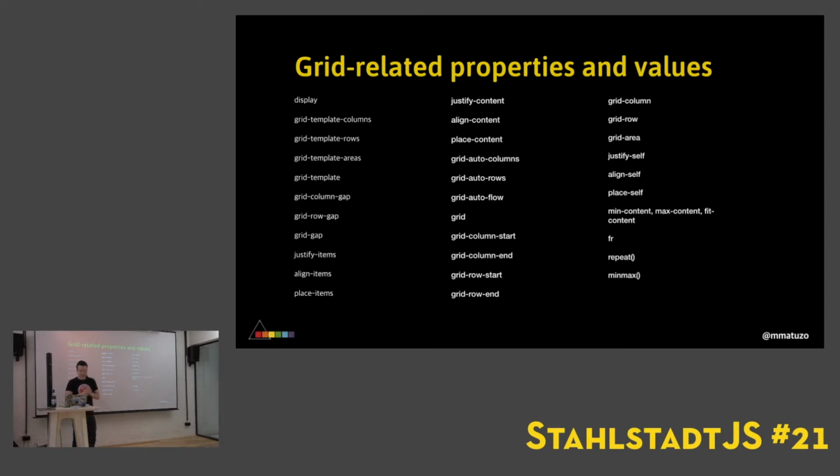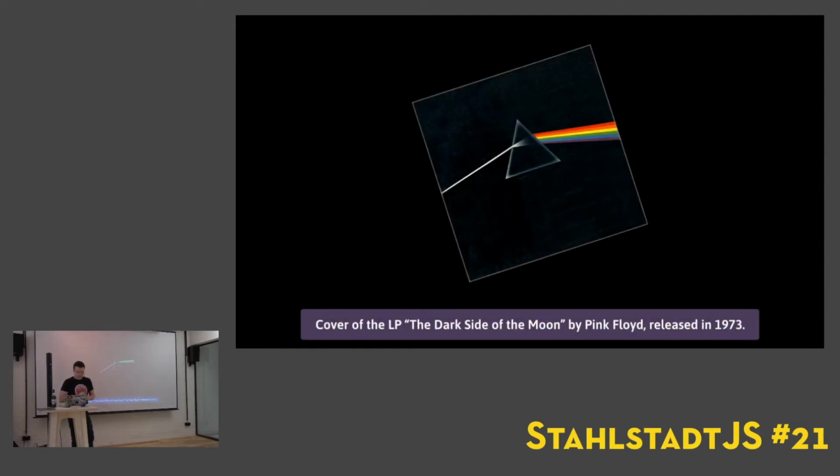Now before I talk about accessibility and CSS Grid Layout, I shortly have to address the name and the theme of this talk. Of course, it's based on the LP The Dark Side of the Moon by Pink Floyd, which was released in 1973. What you see here is an original pressing of The Dark Side of the Moon from 1973. My father gave it to me when I was 5 years old. And ever since, I'm a huge Pink Floyd fan.